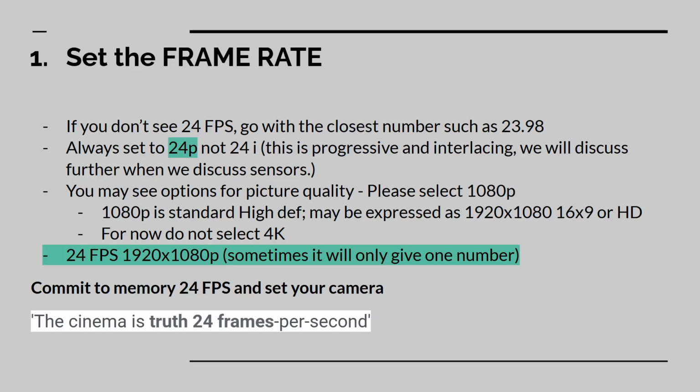And if you have a choice between progressive and interlacing, go with 24p. It doesn't always give you that option. Interlacing is becoming less and less common. That was something more on older digital cameras. But if you see that option, go with that. You may see options for picture quality like 1080p. 1080p is the standard. You might see it as 1920 by 1080 or 16 by 9 or HD. I would stick with that.